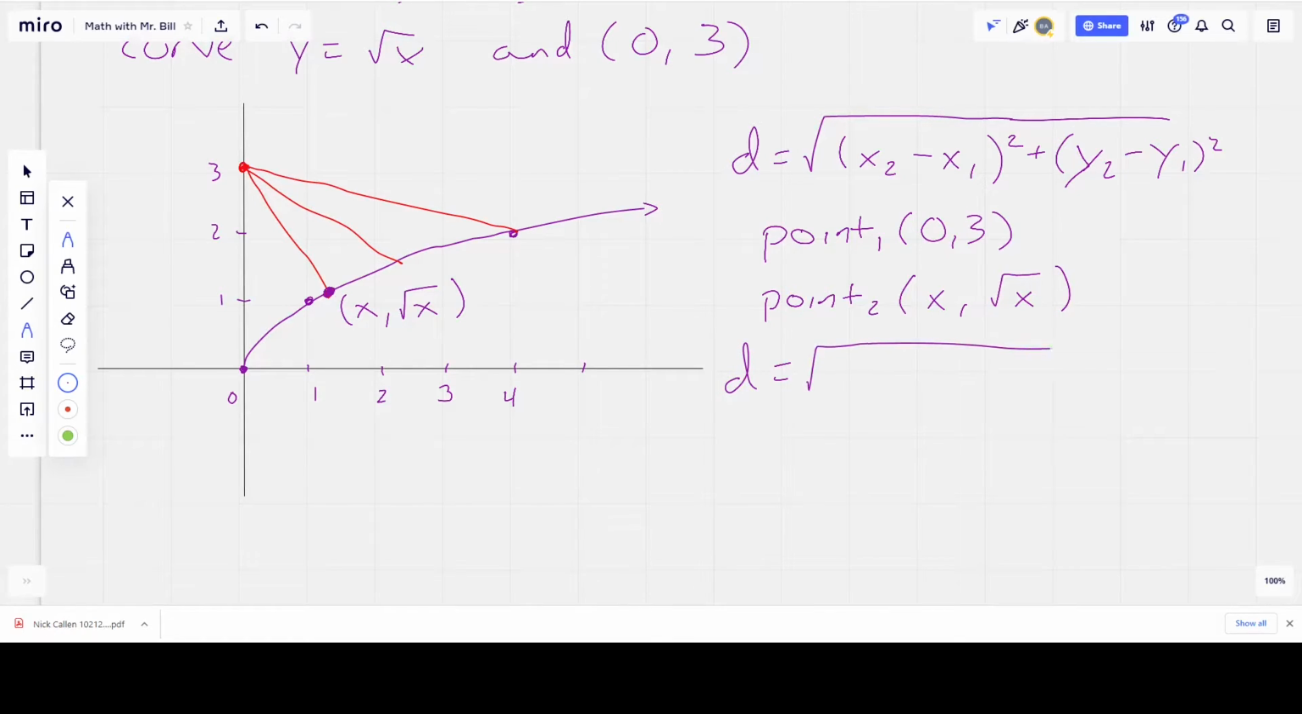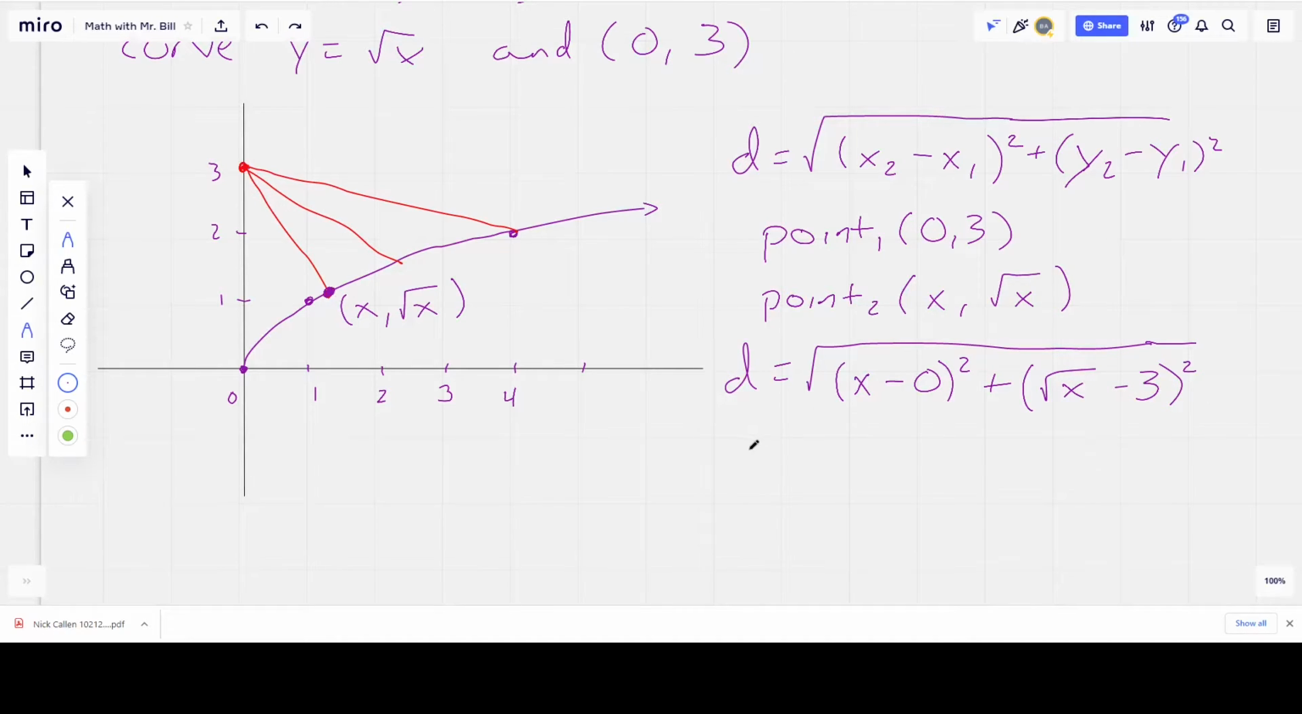Now if we plug that into our distance formula, we get something very interesting. We get the square root of x2 minus x1, so x2 is just x and x1 is 0, and we'll square that, plus y2, which is the square root of x, minus y1, which is 3, and we'll square that. So now I have this distance formula that just has x's in it, and I can take the derivative of that with respect to x. We'll do that in just a minute.